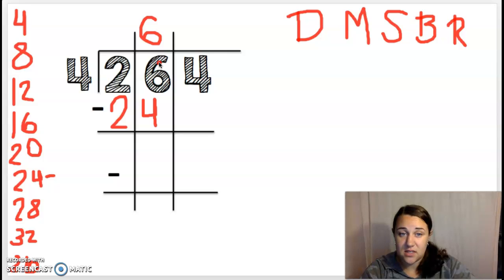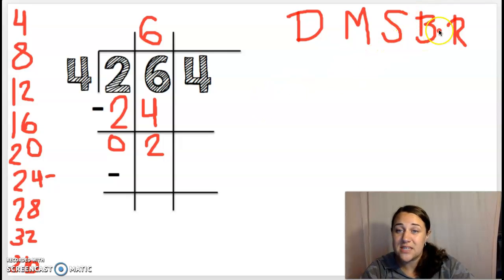So 6, 5, 4, 3, 2. And 2 minus 2 is 0. You can write a 0 or you can leave a blank. So now I have 2 here. And I did my division, I did my multiplication, I did my subtraction. Now I'm at B, brother.